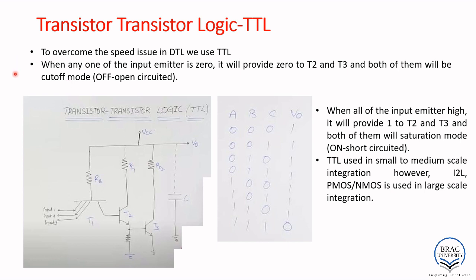To overcome the speed issue in DTL, we use TTL. So this is the schematic diagram of TTL, or transistor-transistor logic. This is our T1 transistor, T2 transistor, T3 transistor. This is also called a multi-input transistor as well. This is our VCC, this is our V0, the output, and they are connected to ground.